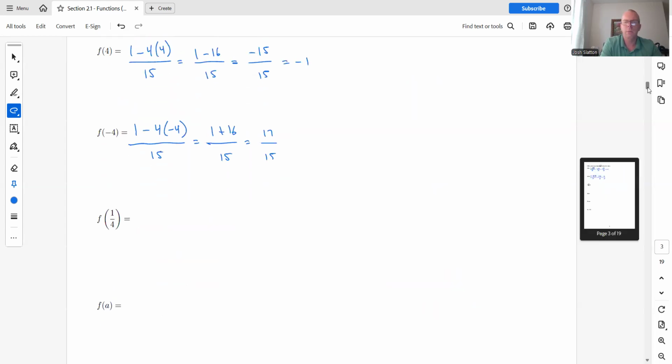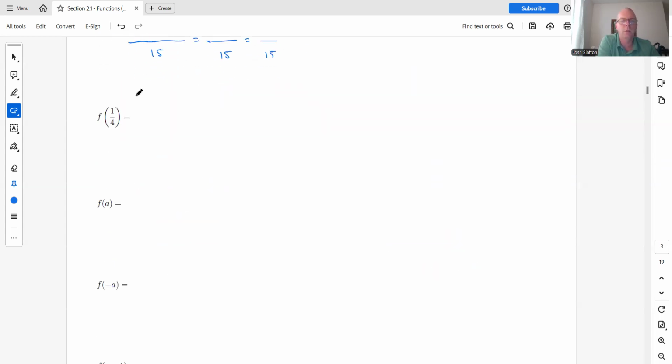Then we get f of 1/4, and let's write the function here. So we have 1 minus 4x over 15. So here we have 1 minus 4 times 1/4 over 15. Negative 4 times 1/4, that would give us a minus 1. So 1 minus 1 over 15, that gives us 0 over 15. And then 0 divided by any non-zero number, of course, is going to be 0.